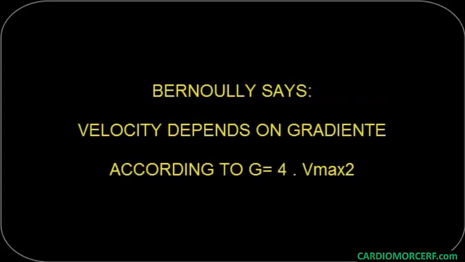Another question. Bernoulli effect says that the greater the gradient, the greater the velocity of flow. In other words, it is the gradient between 2 points A and B that produces a velocity of blood according to the equation G equals 4 times Vmax squared. Right or wrong? I believe most of you will say it's right. But as we're going to see, all these affirmations are wrong.